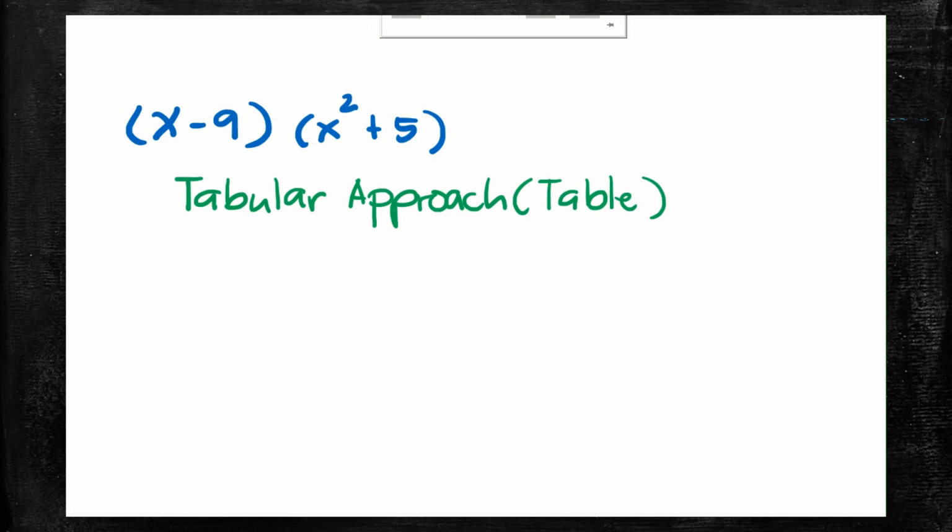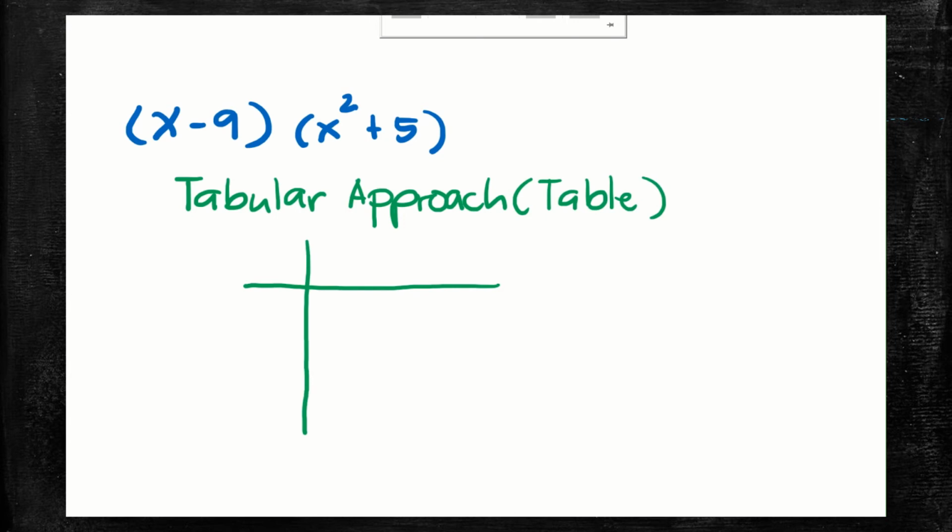So how are we going to get the product of expressions? This is not just limited to binomial expressions. You can use the tabular approach to expressions that have more than two terms. So what is the tabular approach? You create some sort of a table. First you create two intersecting lines, and then you write down the x minus 9 on the horizontal line and the x squared plus 5 on the vertical line, or vice versa.